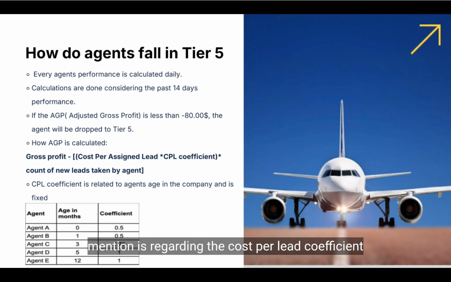Another important mention is regarding the cost per lead coefficient that has been created to ensure encouragement and a helping hand for new agents. The CPL coefficient is related to the agent's age in the company. For 0 to 2 months it is 0.5, for 3 to 4 months it is 0.75, and for 5+ months it is 1, and it is a fixed rate.